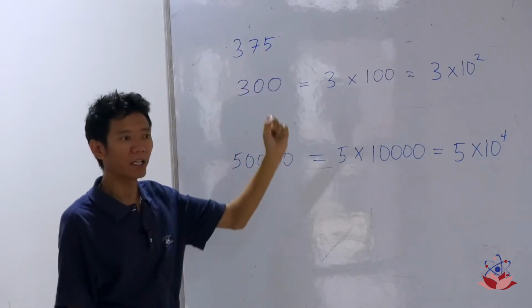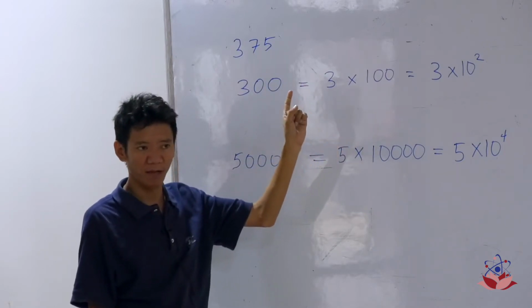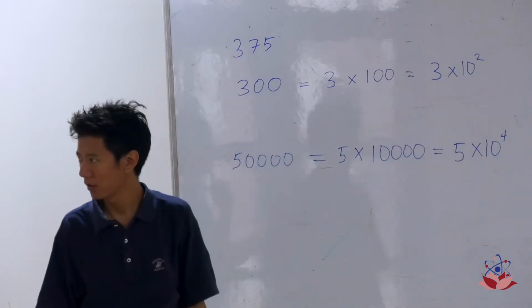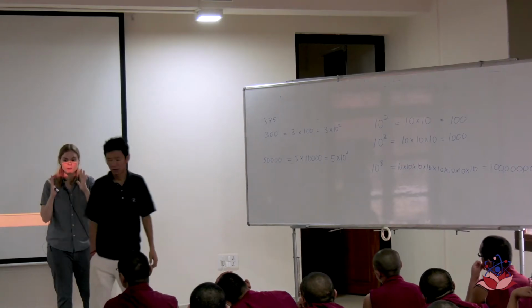So the first number will no longer be a perfect whole number.